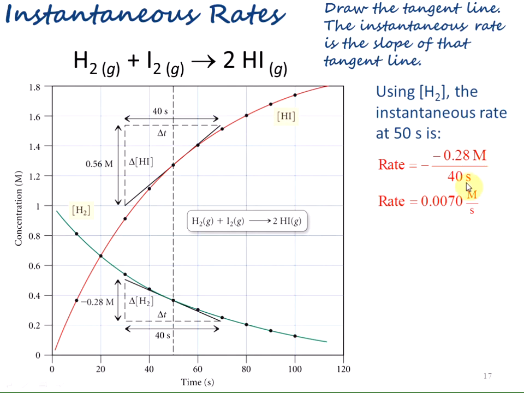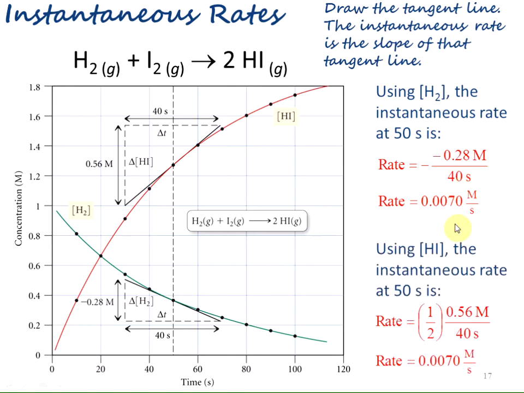And then using the HI concentration, so the red line here, and remember, because this is our product and we have 2 as a coefficient in the balanced chemical equation, we have to put the 1/2 out in front. So the rate of the reaction is 1/2 times the change in concentration, so that 0.56, over the change in time, so 40 seconds. So the rate of the reaction is 0.007 molar per second. So we get the same rate for looking at the reactant and the product.